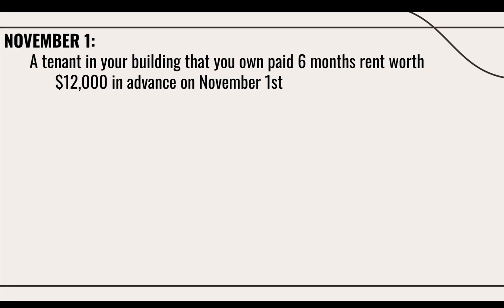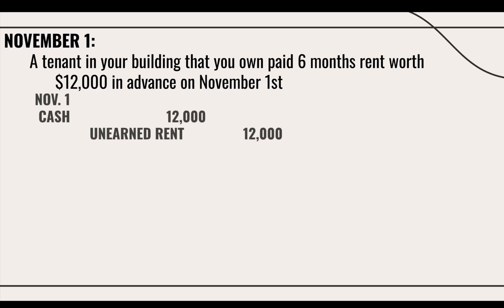Okay, a tenant in your building that you own paid 6 months worth of rent in advance, worth $12,000, on November 1st. So they paid today for the rent that's going to cover them for November, December, January, February, March, and April. All right, so from you, the person who owns the building, what does your journal entry look like for that transaction?